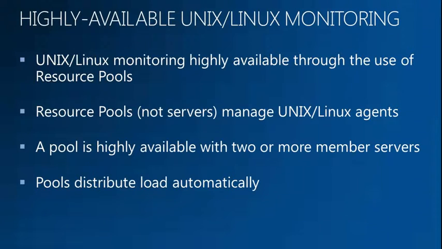A key new feature in 2012 addressed a major limitation with Ops Manager 2007 R2, and that was, in 2007 R2, the management server was a single point of failure. If you lost a management server, your Unix and Linux agents owned by that management server went dark. So in 2012, there's a new concept called a resource pool. A resource pool is a collection of management servers or gateways. And we've changed the relationship, so instead of having a relationship between the server and the Unix and Linux agent, you have a relationship between the pool and the Unix and Linux agent.